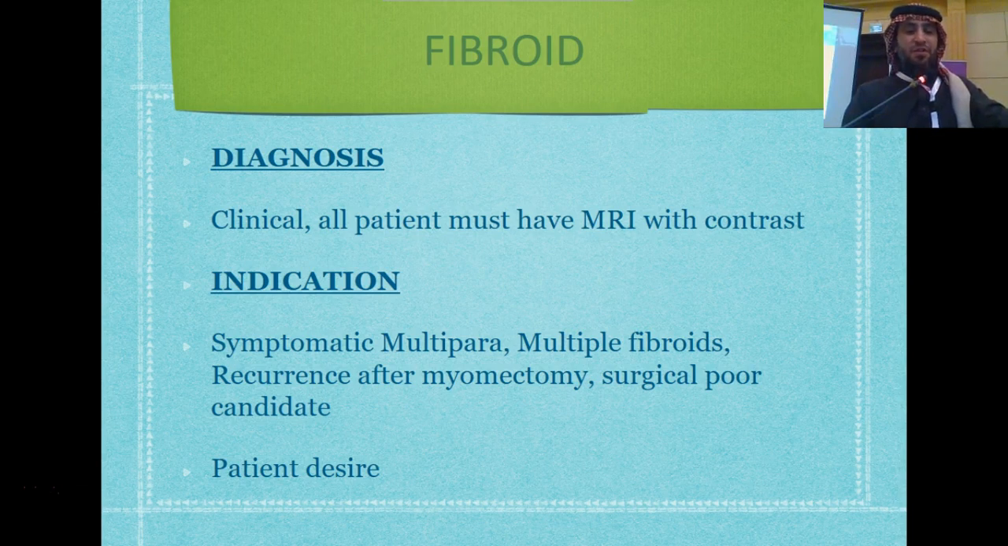Diagnosis, as you know, is done by the gynecologist, clinical and imaging. Prior to fibroid embolization, it's not enough for us as IR to have only ultrasound. We love to have MRI, and not only MRI but also with contrast, because it's very important for the follow-up, to check the necrosis, to check the remaining vascularity. Indication to treat from an IR perspective is symptomatic, multipara, multiple fibroids, large, probably I forgot to write, significantly large lesion, recurrence after myomectomy, or surgical poor candidate.